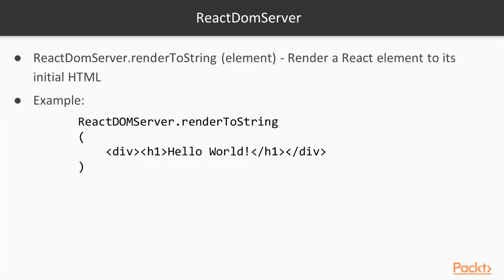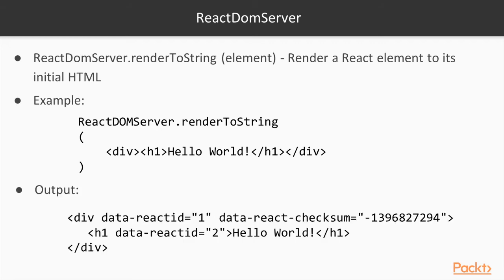As you can see in this example, ReactDomServer.renderToString, unlike ReactDom.render, takes only one root element. There is no container argument as to where to render. Instead, this function returns a string.